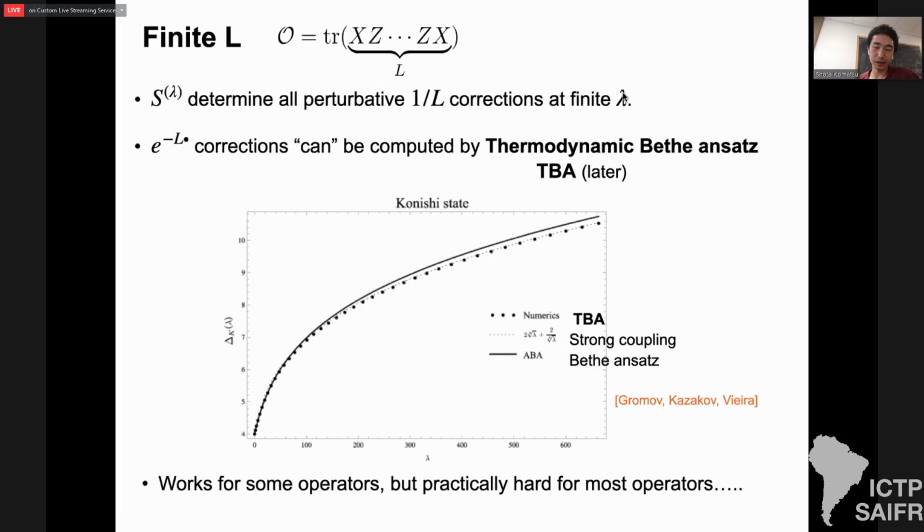However, if you're really interested in the finite size spectrum, you also need to know the exponential corrections. But the exponential corrections can be computed by a method called thermodynamic Bethe ansatz, which I will describe later. And using that method, people basically created this kind of plot, which nicely interpolates the weak coupling answer and the strong coupling answer. However, one problem about this TBA approach is that it works for some operators like the Konishi state, but generally it's actually hard for most operators because the TBA equation is an infinitely many coupled integral equation. So we need a better method.